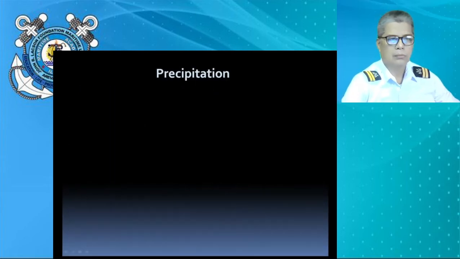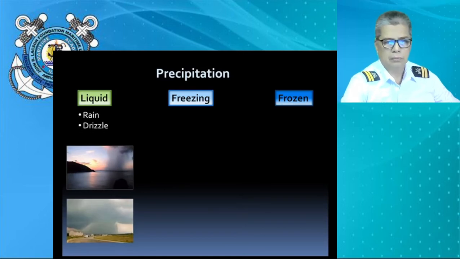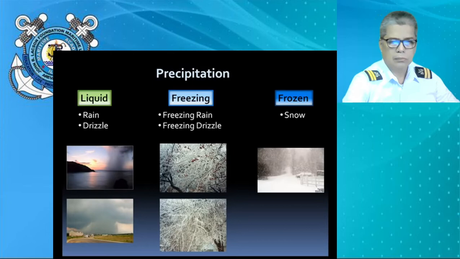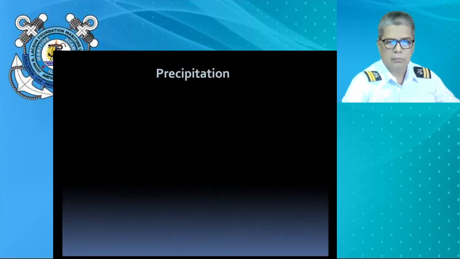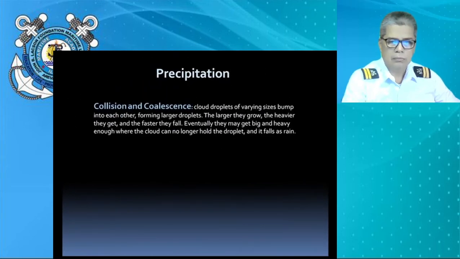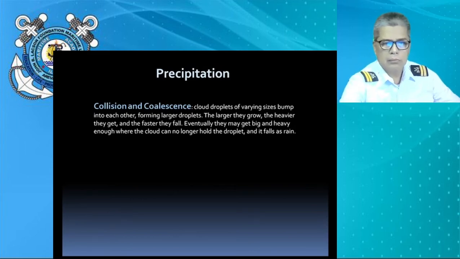There are 3 states that precipitation can take: liquid, freezing, and frozen. Liquid includes rain and drizzle. Freezing includes freezing rain and freezing drizzle. Frozen includes snow, sleet, and hail. There are a couple of ways that precipitation develops. One is collision and coalescence. Essentially, in this process, cloud droplets bump into each other, becoming bigger and heavier, eventually becoming too heavy to stay aloft, so they fall to the ground as precipitation.